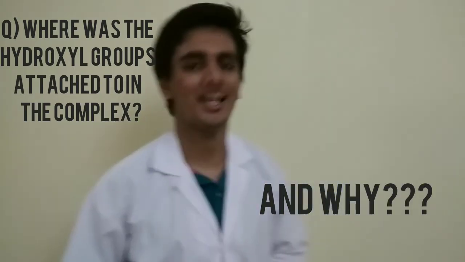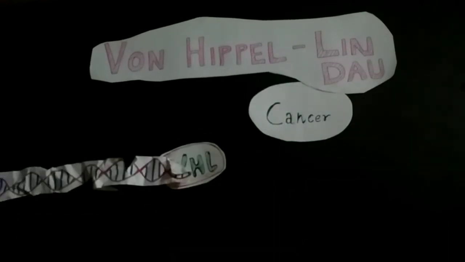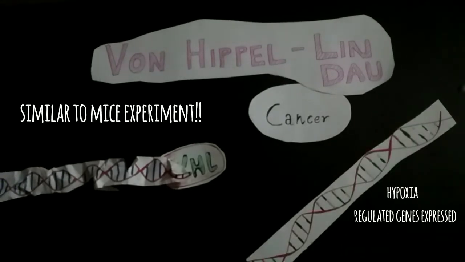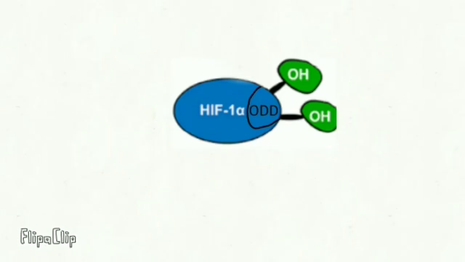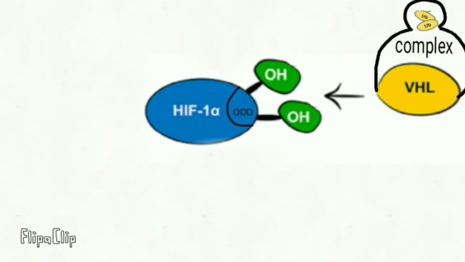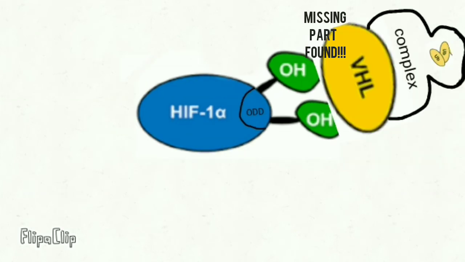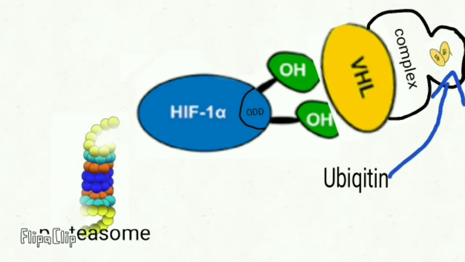The VHL gene was the answer. Research on von Hippel-Lindau disorder, a type of cancer, showed that a non-functional VHL gene created a condition of hypoxia by expressing hypoxia-regulated genes. A functional VHL gene could stop the cancer. So, a functional VHL is responsible for the oxygen-dependent degradation of HIF1 alpha. It is the VHL protein which attaches itself to the hydroxyl groups.